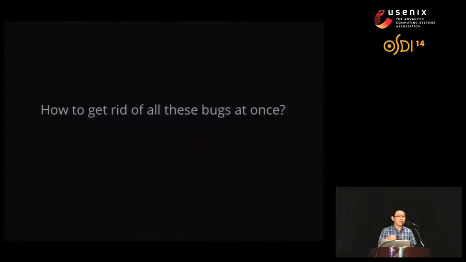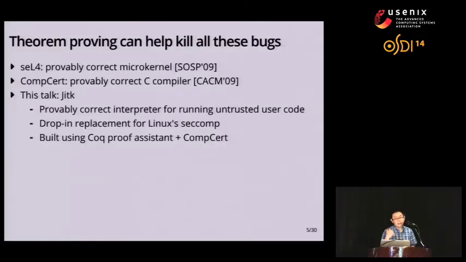So one question we want to ask is, how can we get rid of all of those bugs at once? One promising technique is theorem proving. As shown by pioneering work such as seL4 and CompCert, proof techniques have been used to build a microkernel and a C compiler with very high assurance of correctness.